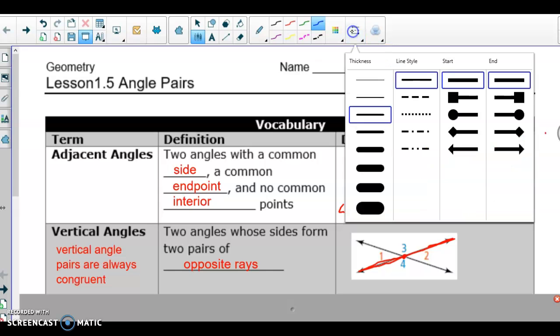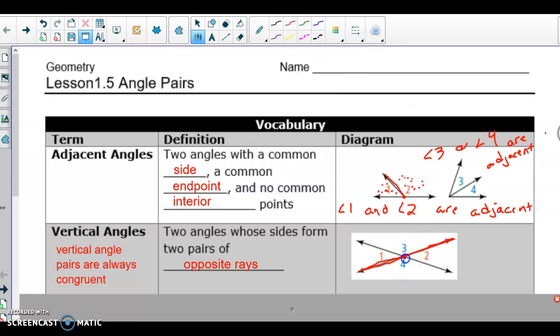Use a different color. We have one ray going this direction, and then we have an opposite ray going that direction, which results in the full line. So you have two lines that cross and make an X. The angles that are across from each other are called vertical angles. So angle 1 and angle 2 are vertical angles. That would be what we call a vertical angle pair. And angle 3 and angle 4 are vertical angles.